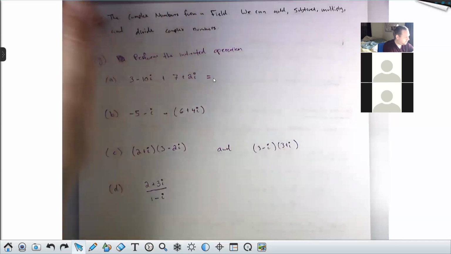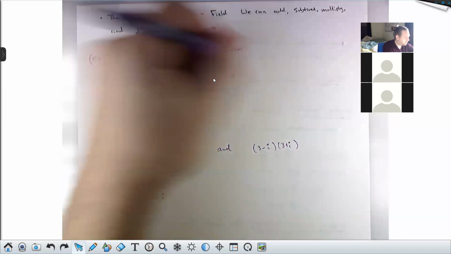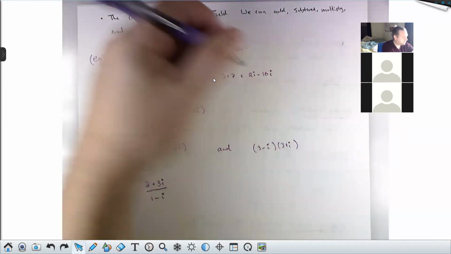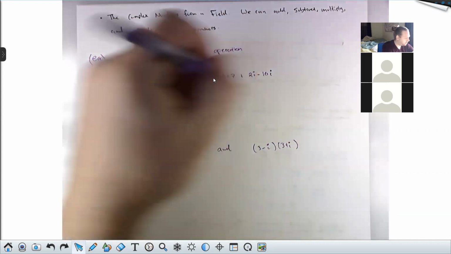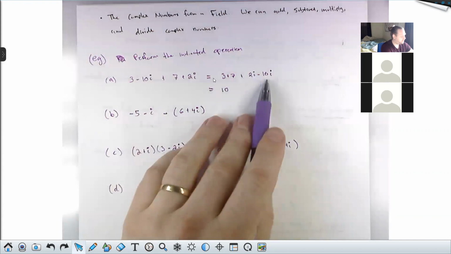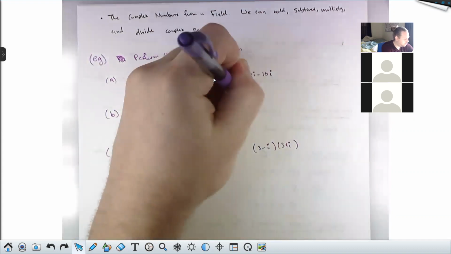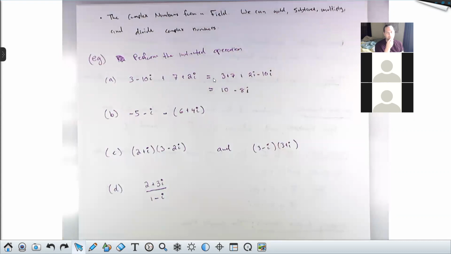So here's how I would write this. I would say this is 3 plus 7 plus 2i minus 10i. So just put the real parts together, put the imaginary parts together. 3 plus 7 on a good day is 10. And 2i minus 10i, in the same way that 2x minus 10x would be negative 8x, this is going to be negative 8i. Okay, not too bad.